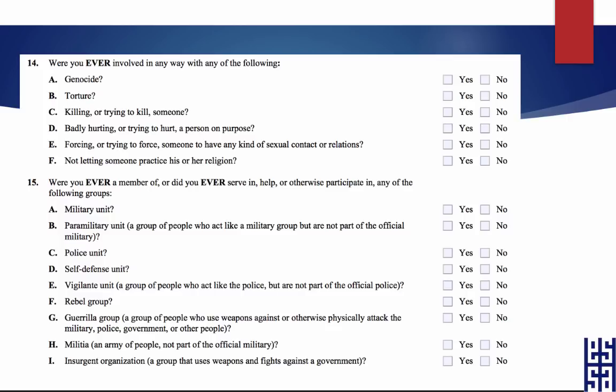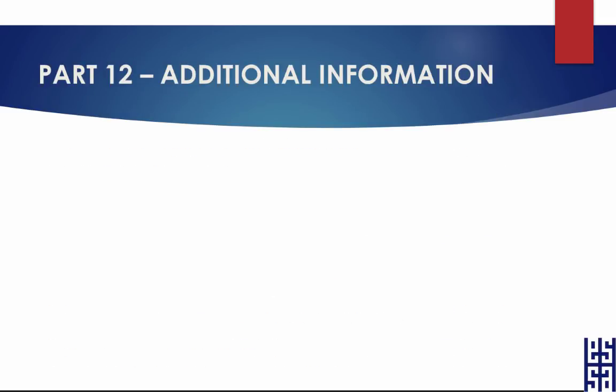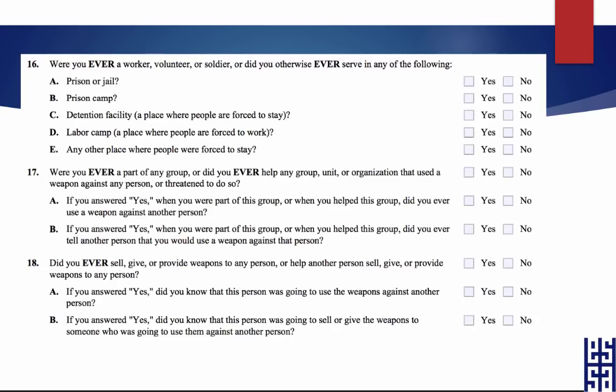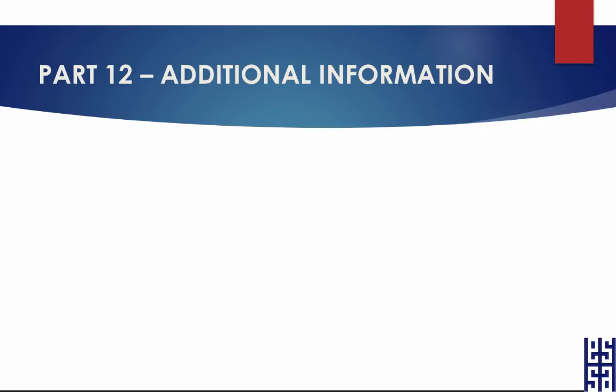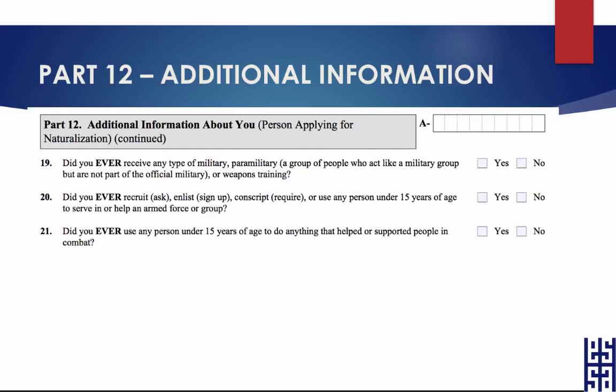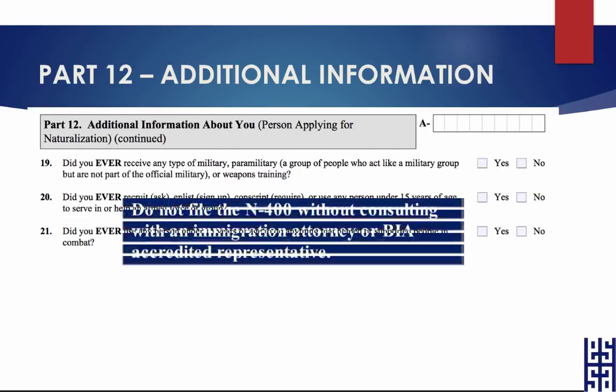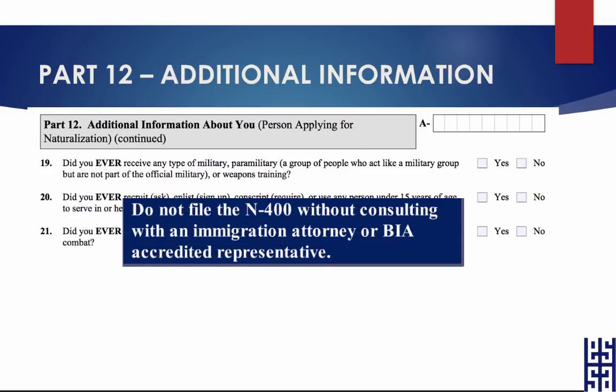If you became a legal permanent resident based on refugee or asylee status, it is important to have a copy of your immigration file to determine if any of the questions in this section apply. A yes answer in this section may or may not be cause for concern. However, do not file the N-400 without consulting a legal immigration representative, an immigration attorney, or a BIA accredited representative if you need to check yes to any of these questions.